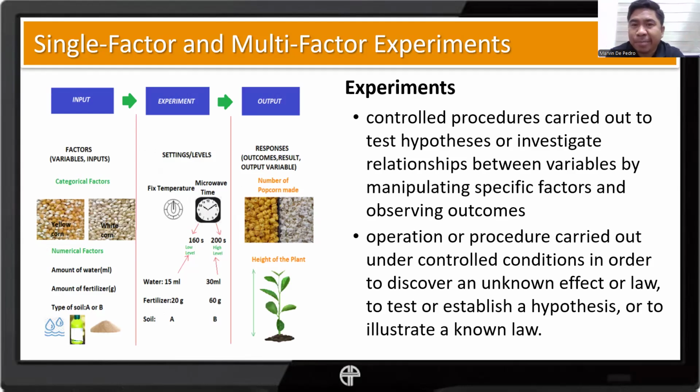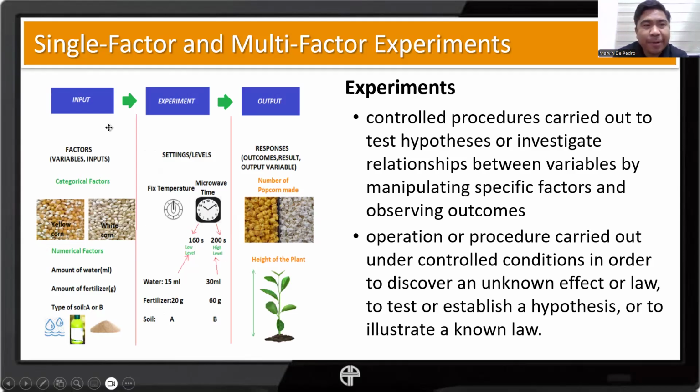Also, experiments are operations or procedures carried out under controlled conditions. I have to emphasize the word controlled. It was mentioned in the first definition and also here: controlled conditions in order to discover an unknown effect or law. So when we experiment, we make sure that the environment is controlled, as well as other factors, and we do that to test or establish a hypothesis or to illustrate a known law.